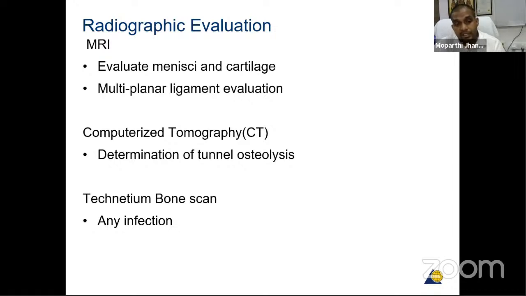Next comes a CT, computerized tomography. It can determine the tunnel osteolysis or the tunnel diameters. We can measure the tunnel diameters so that we can plan for the revision. The other one is a technetium bone scan to rule out any associated infection or silent synovitis in the primary reconstructed ACLs.